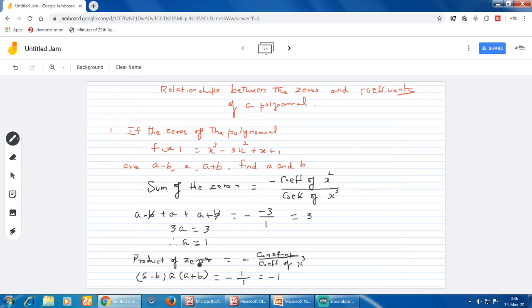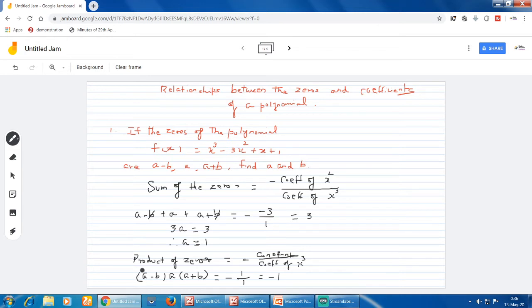For that, we use the product of zeros. The formula is: product of zeros is given by minus constant by coefficient of x cube. So the product of zeros is a minus b, a, a plus b, just multiplying, equal to minus constant by coefficient of x cube. The constant in the polynomial is 1, and the x cube coefficient is also 1, so minus 1 by 1 gives minus 1.